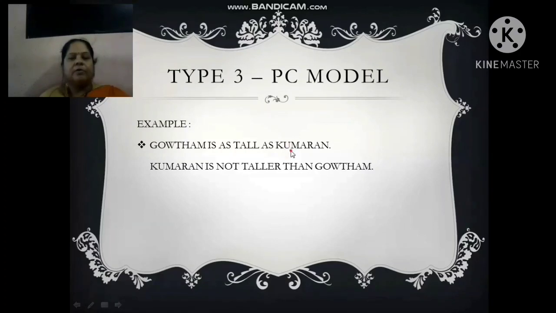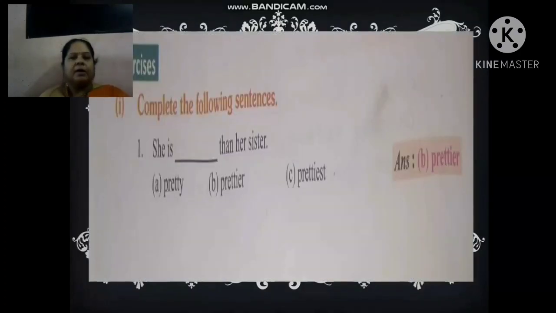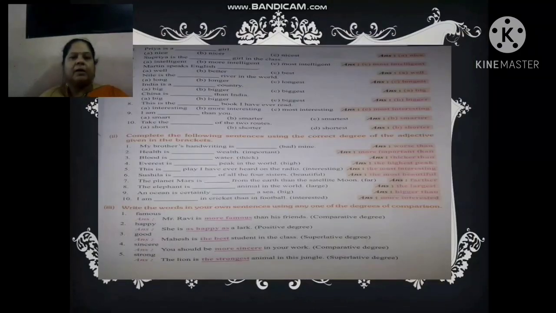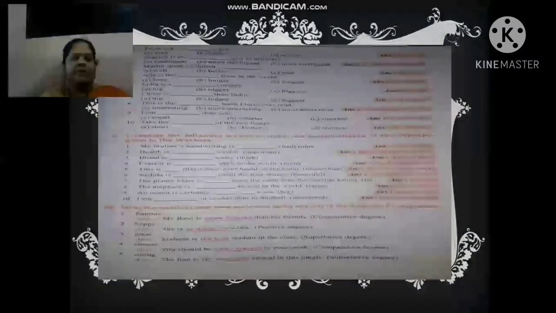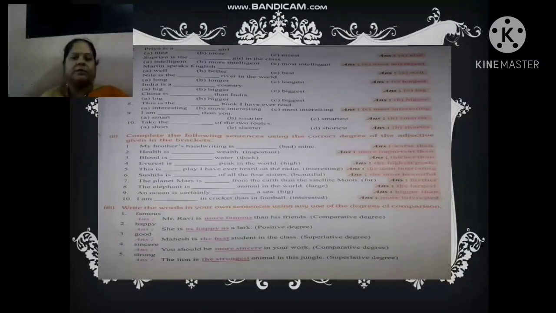Today's home assignment: complete the following sentences, and complete the second Roman numeral, complete the following sentences using the correct degree of the adjective given in the brackets, and write the words in your own sentences using any one of the degrees of comparison. All this you should write in your grammar notebook and send it to your respective teacher.